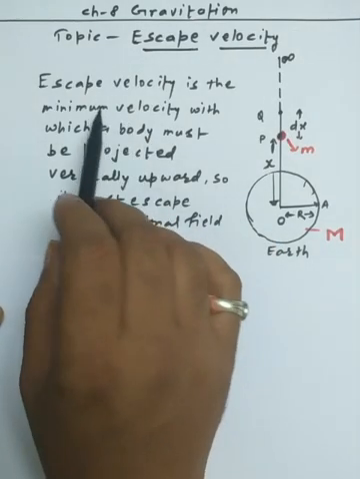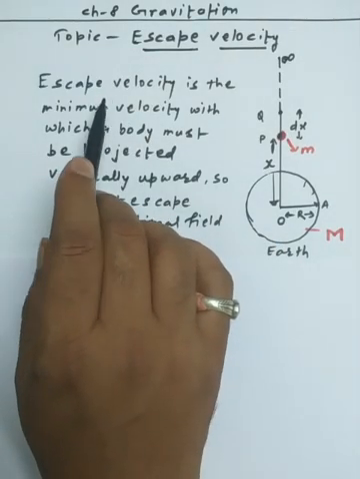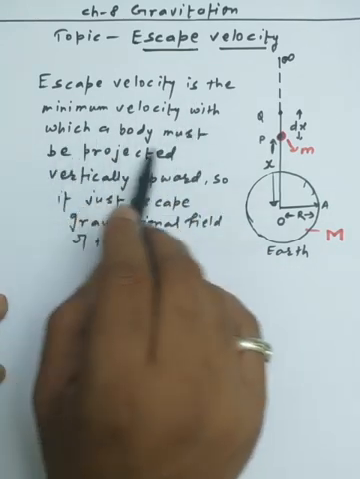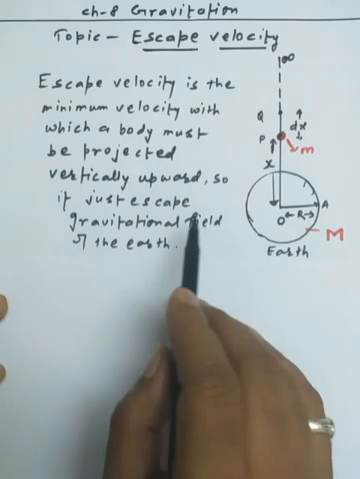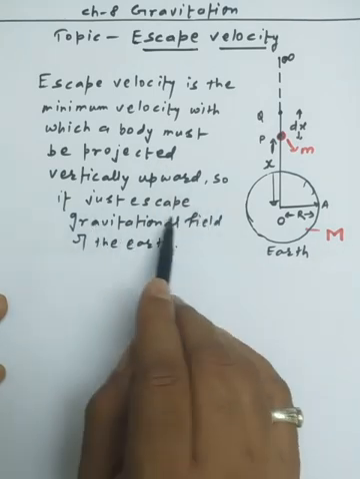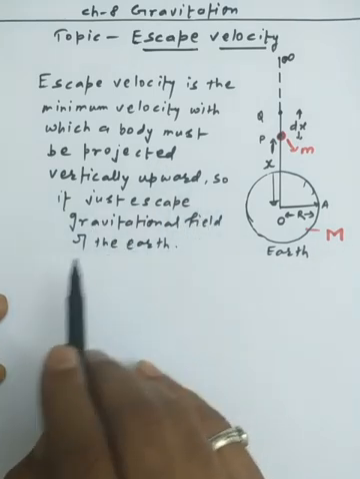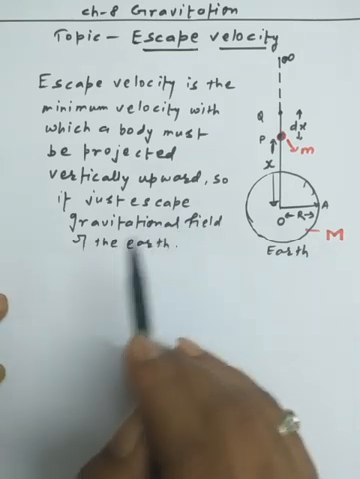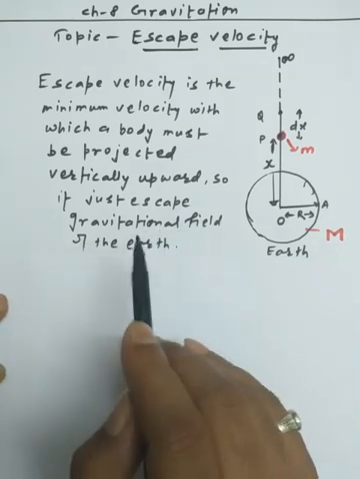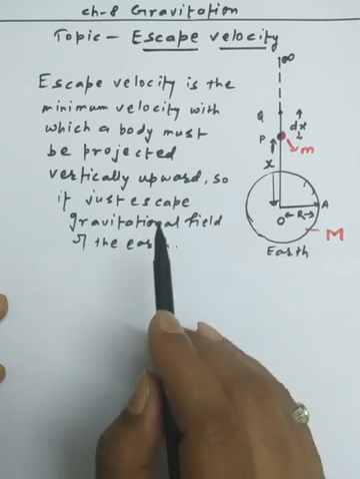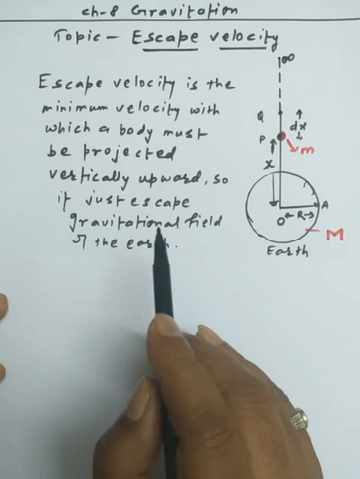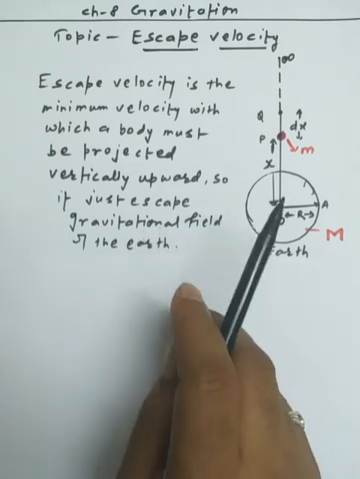Now here we can take the basic definition: the escape velocity is the minimum velocity with which a body must be projected vertically upward so that it just escapes the gravitational field of the earth. Here we are discussing the planet earth, and how much escape velocity is needed from the earth to throw an object, so we want to discuss that.